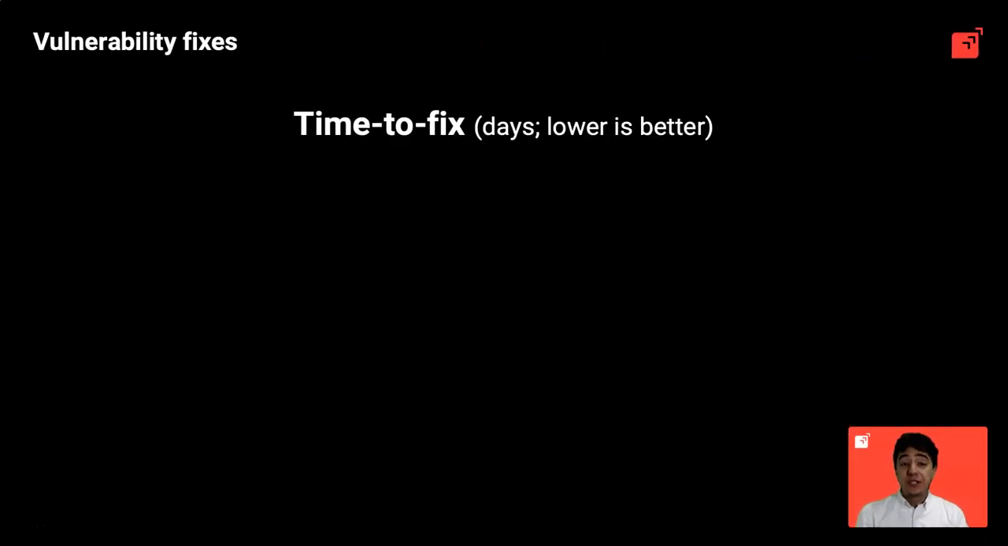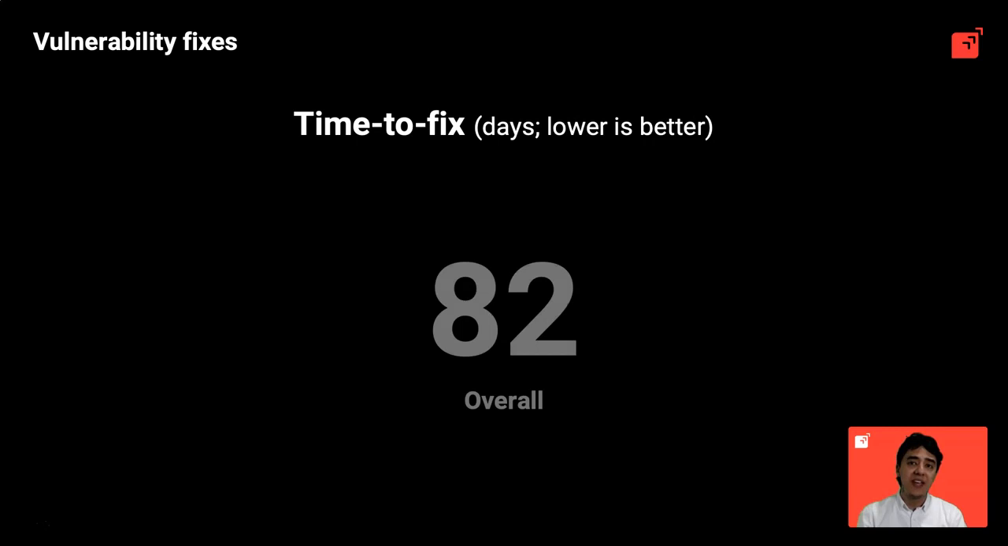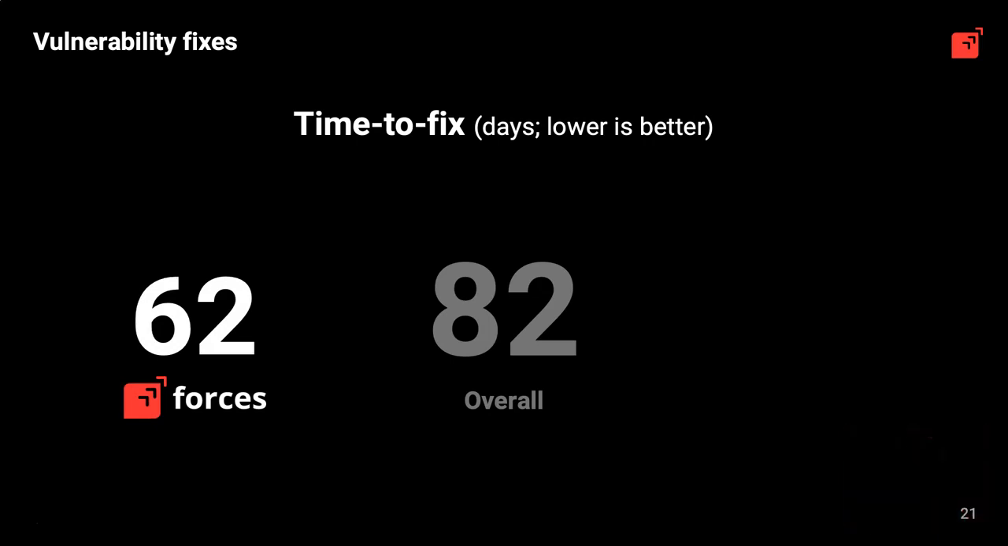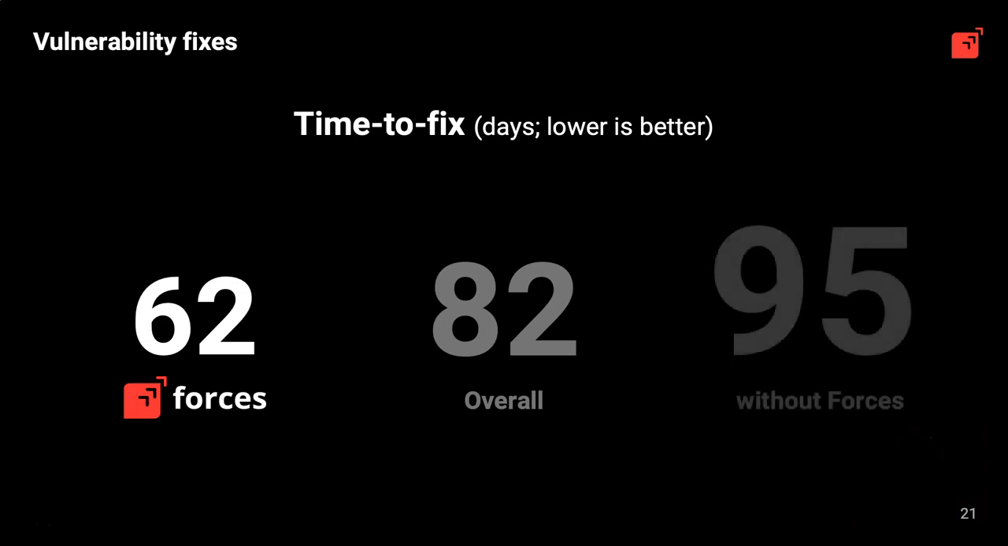Another good metric is time to fix, that is, the length of time a vulnerability remains open. Here, we report median times instead of averages, as we observed extreme values in some cases. Taking all fixed vulnerabilities, we found that the median time to fix is 82 days. Organizations that use Forces fix flaws in 62 days, almost 25% less, whereas those that do not take up to 95 days, which is significantly more time.